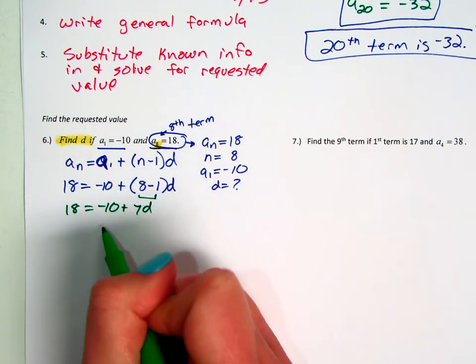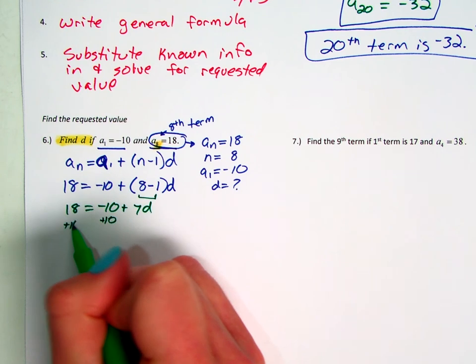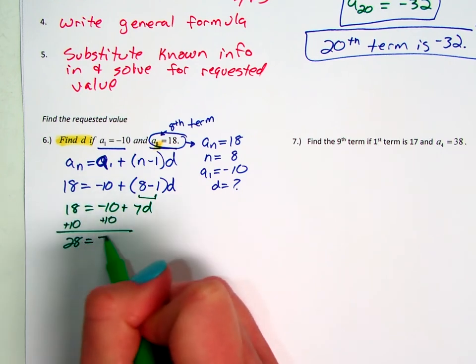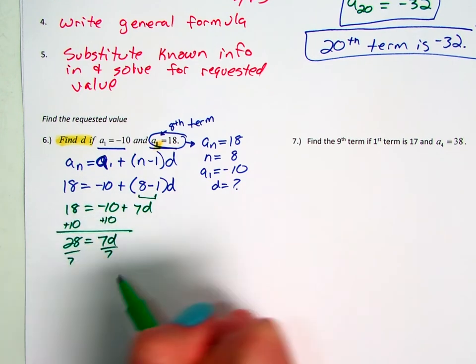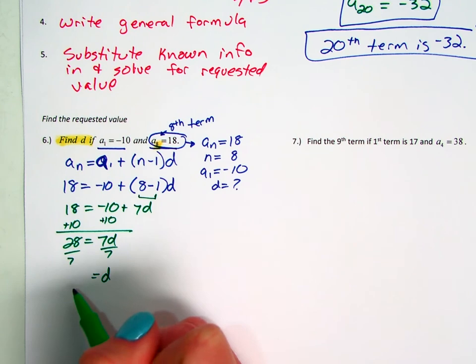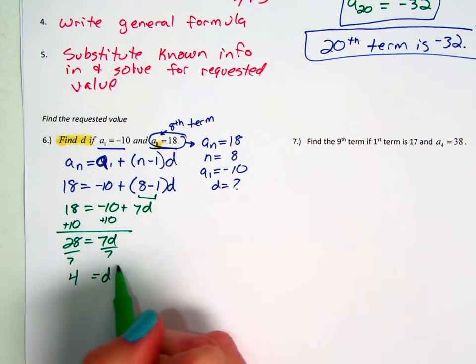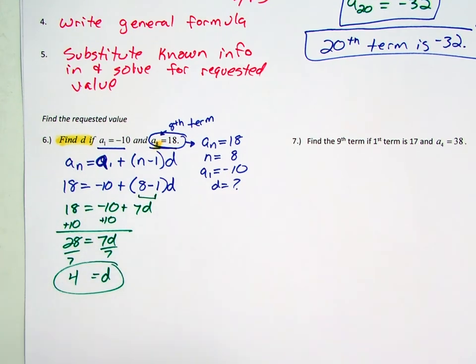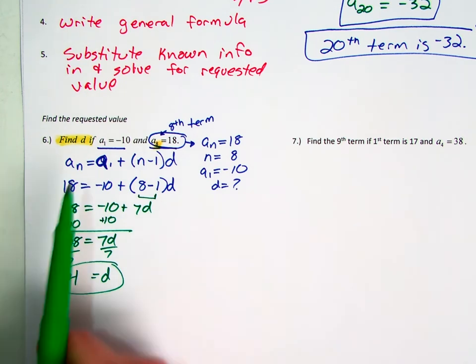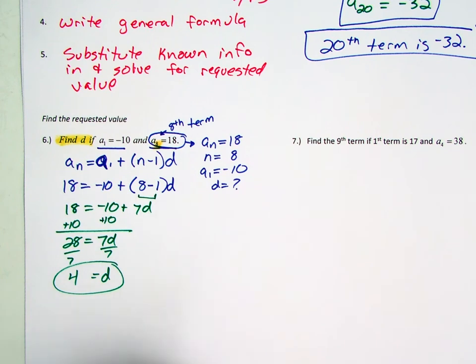Now we can solve for d, so we would add 10. 28 equals 7d, divide by 7. D equals 4. So we found D equals 4. Now we ask ourselves, have we actually answered the question that they were asking us to do? Well, it asked us to find the common difference, and this is the common difference. So then I can go ahead and say my answer.